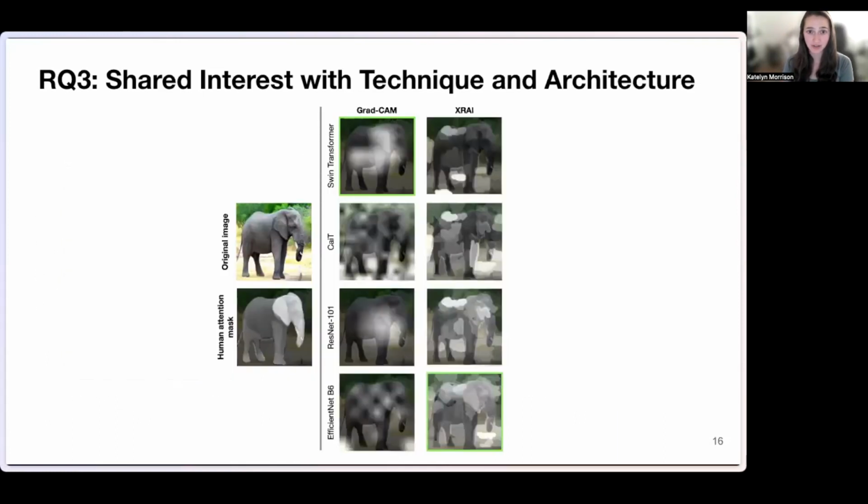Lastly, if we look at all the shared interest metrics for each model and saliency technique combination, then we observe that the shared interest metrics for the Swin Transformer and GradCam combination are statistically significantly better than the other models when paired with GradCam. However, for XRAI, the EfficientNet is statistically significantly better than the other models when paired with XRAI.